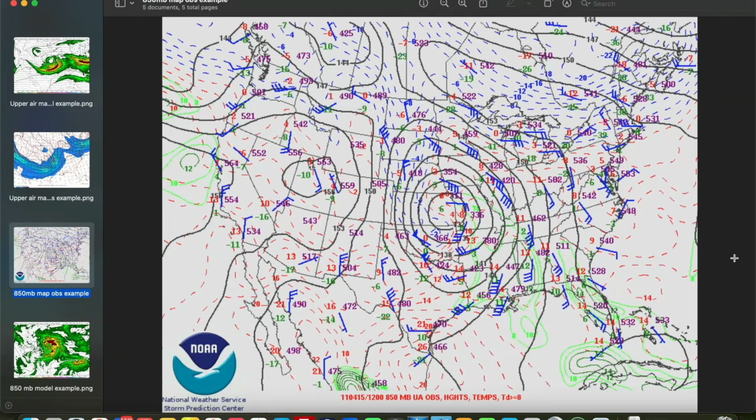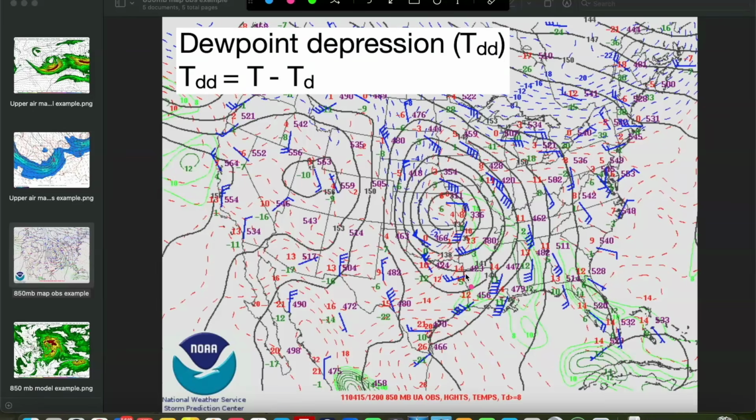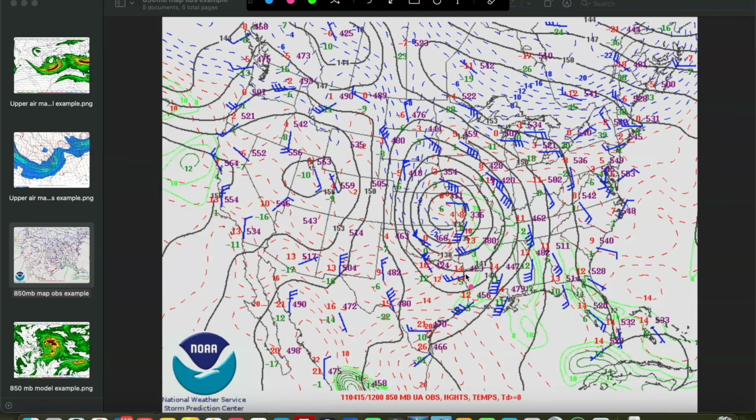Finally, we can use the 850 millibar map to analyze low-level moisture. Depending on the source, upper air maps will list either dew point or dew point depression as that bottom left value on each upper air station plot. Standard upper air station plots, including those at 850 millibars, give the dew point depression, which is simply the difference between the temperature and the dew point. Some map sources, however, including the SPC upper air maps, an example of which you see here, give the actual dew point as that bottom left value.